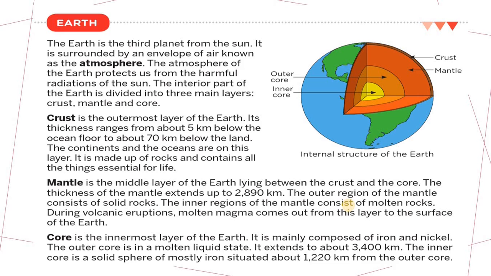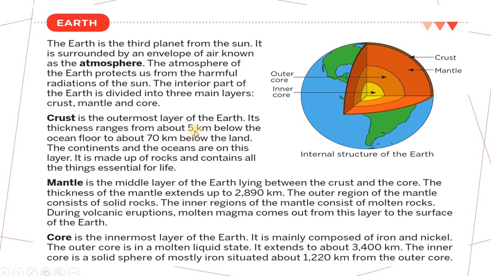The interior part of the earth is divided into three main layers: the crust, the mantle and the core. As you can see in this diagram, if I cut a slice out of the earth, I can see this is the outer crust. The crust is very thin. As the name says, crust is always a very thin layer. And after that it is the mantle. After that the whole thing is the core, which is divided into outer core and inner core. Right. So crust is the outermost layer of the earth.